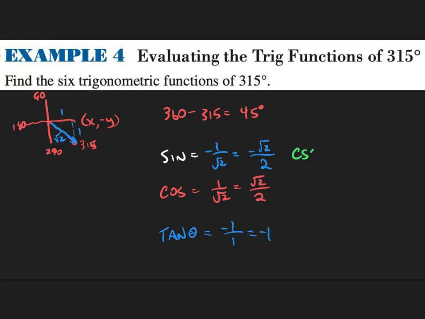The cosecant is opposite the sine, which is negative root 2 over 1. The secant, which is opposite the cosine, is root 2 over 1, which is just root 2. And finally, the cotangent is just -1, because -1 flipped upside down becomes -1. And that's how we find all 6 trig functions of another angle.